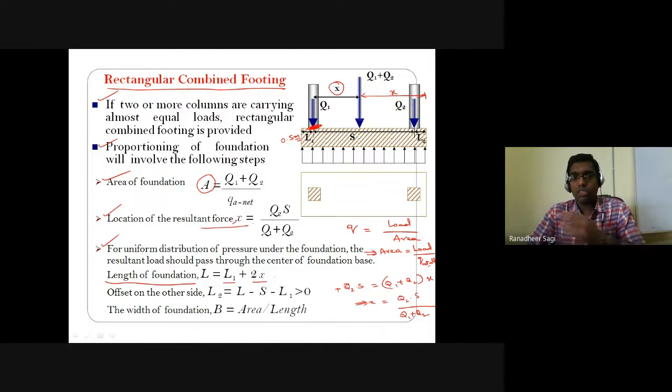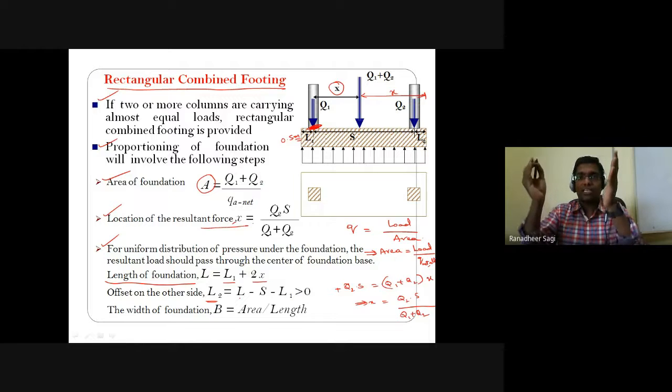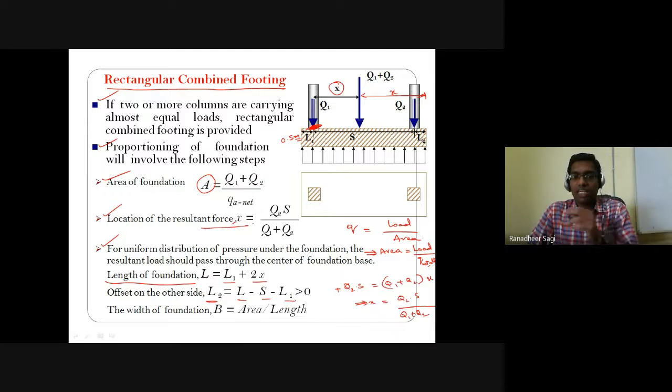So once I know the total length of the footing, the other L2 distance, which I should minimally have from the center of column 2 to the other edge of the combined footing, is the total length L minus the center to center spacing S between those two columns. Yes, onto one edge it is the L1 distance. So automatically L2 is L minus S minus L1, where that L2 value we are calculating should be greater than or equal to 0. That is something you should check.